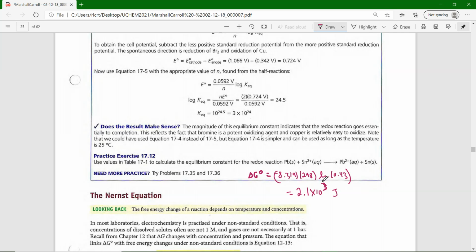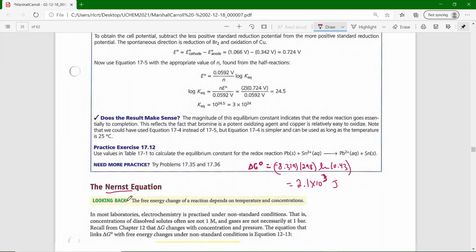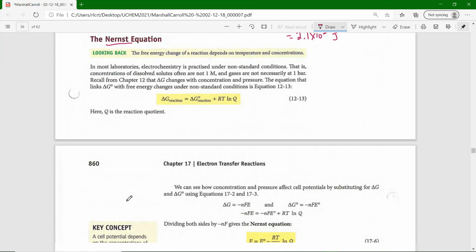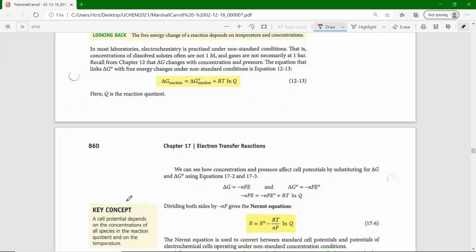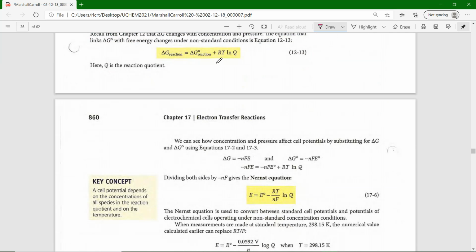Now, we've been looking at standard conditions, but you can make electrochemical reactions that aren't spontaneous into spontaneous reactions by fiddling around with the pressures and concentrations and going non-standard. That's what the Nernst equation is all about here. You can also play around with the temperatures. So we prove the Nernst equation. We recall that delta G is delta G naught plus RT ln of Q from equation 12.13 way back in this course. And we now know that delta G is minus NFE and delta G naught is minus NFE naught.